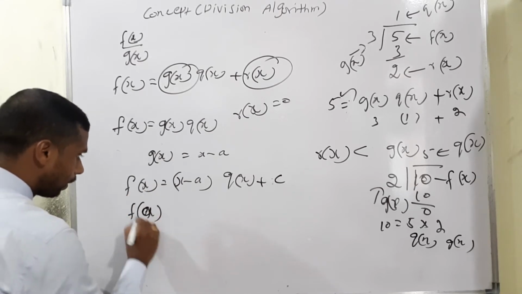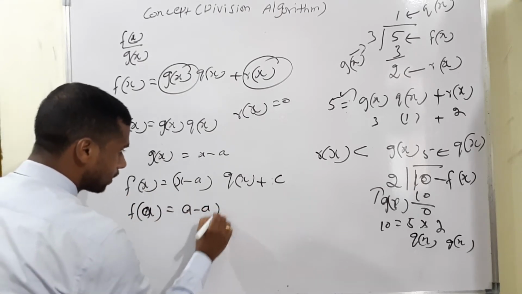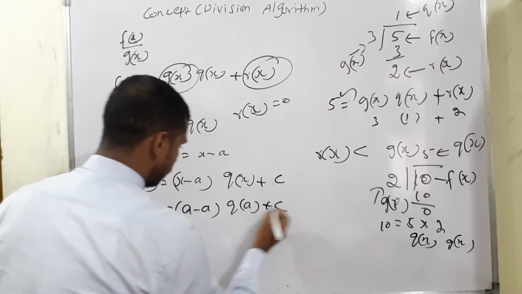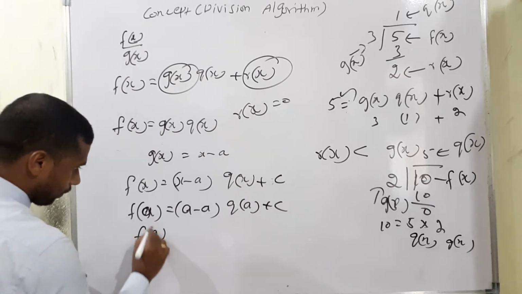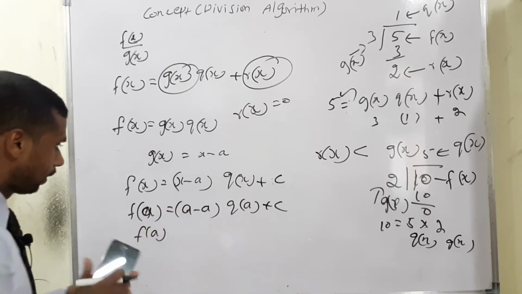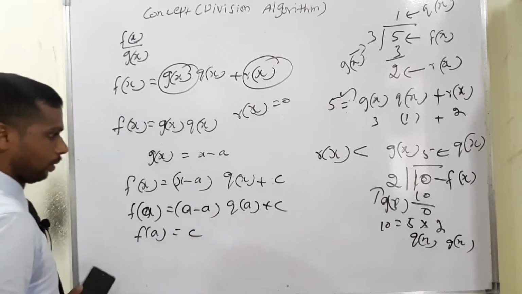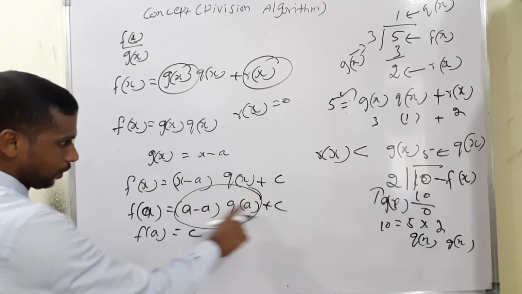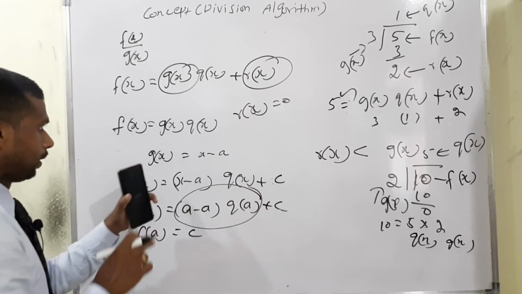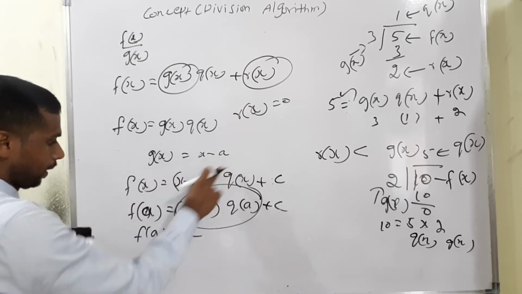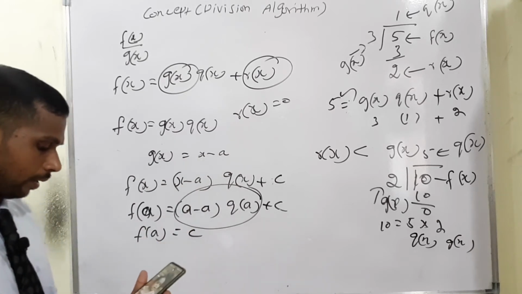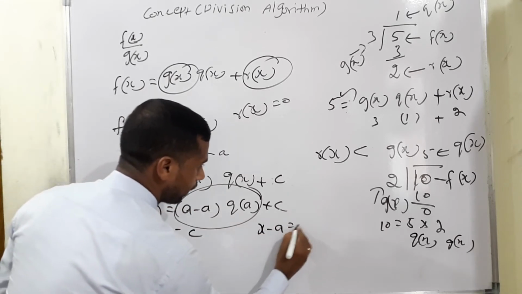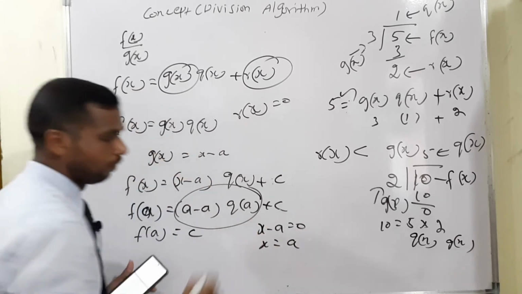Now when you apply x is equal to a, instead of x take a. What will happen? f of a is equal to a minus a into q of a. So 0 into anything, the value will be 0, plus c. Therefore when we apply x is equal to a, definitely f of a is equal to only the constant c, because a minus a is 0, and 0 into anything is completely 0. Therefore f of a is equal to c, one of the important conditions. That time we can say x minus a is equal to 0 means definitely x is equal to a.